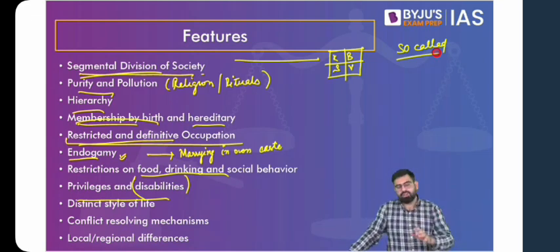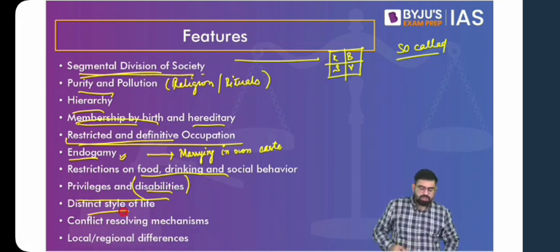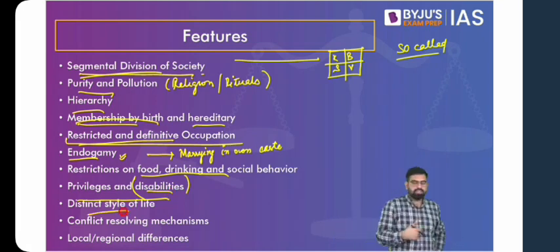There were restrictions on education. So these were different disabilities that came with each and every caste. Now every caste had their own distinct style of life. They had their own culture. They had their own rituals.